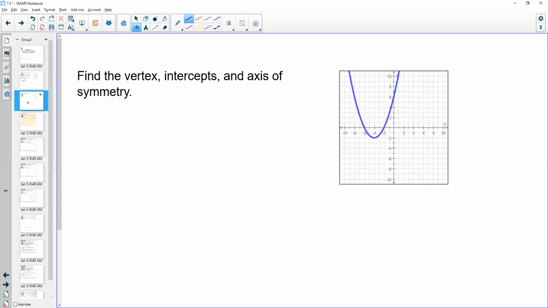All right, so let's do another one. So in the same way, we're going to find the vertex, the intercepts, and the axis of symmetry. So stop the video for a second and do that. And then let's talk about it.